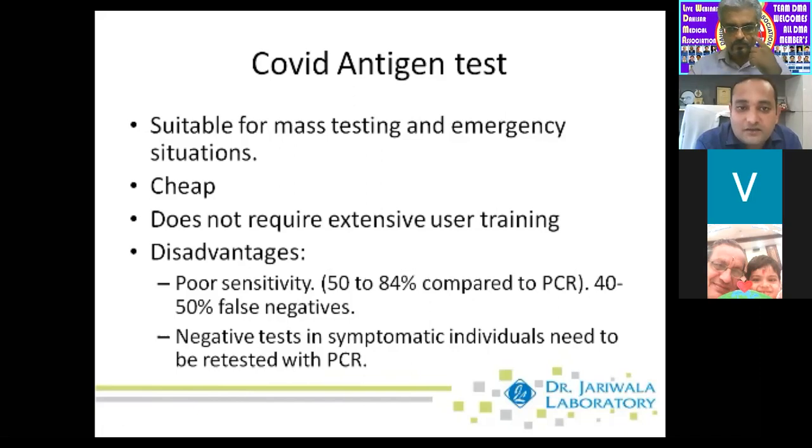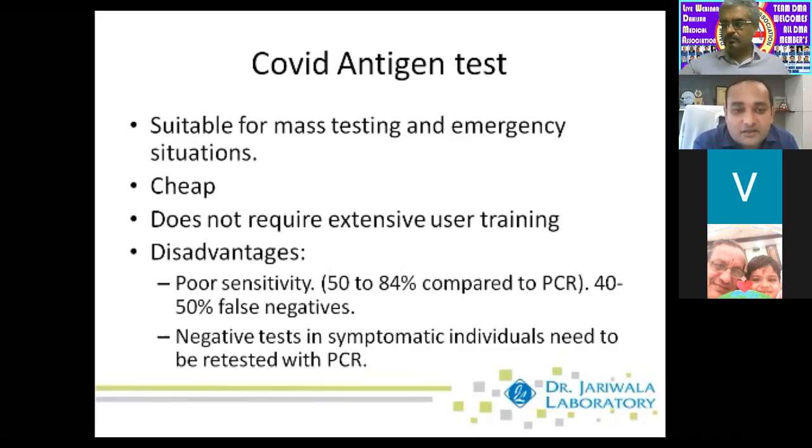The COVID antigen test is suitable for mass testing and emergency situations, and now ICMR has recommended that in all containment zones, if possible, 100% of the population should be tested first with the COVID antigen test. This test is very cheap and does not require extensive user training, very easy to perform. As I mentioned, it is a bedside test.